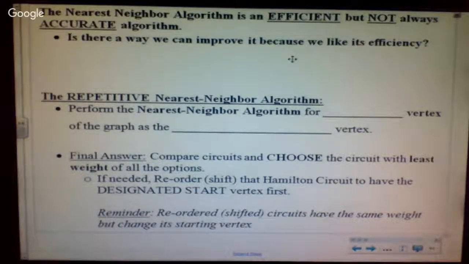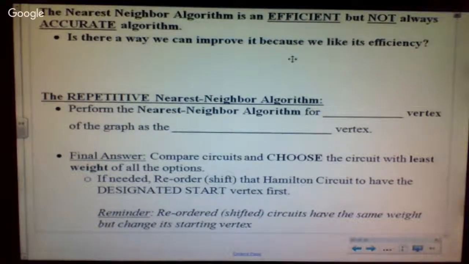Okay. We left off Friday looking at the brute force algorithm, which was listing out all of the possible ways, getting every total, and then picking the most optimal. We then went from there to the nearest neighbor algorithm, and you all told me that was a problem because we didn't have the optimal circuit. So they sat back and said, is there a way we can improve it, because we like how efficient it is to do nearest neighbor? And they said yes. And their way of fixing that is called the repetitive nearest neighbor algorithm.